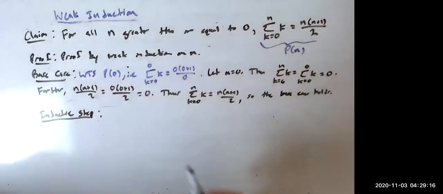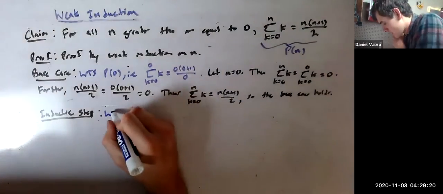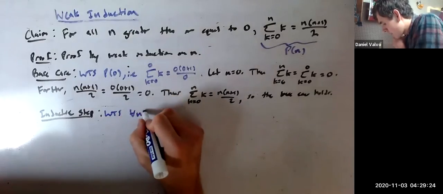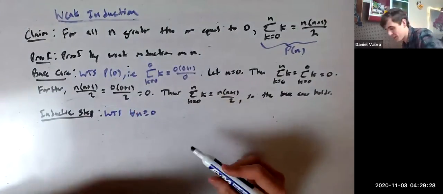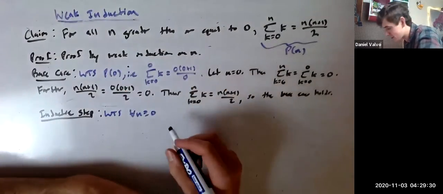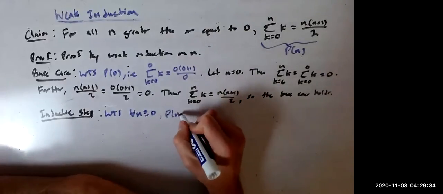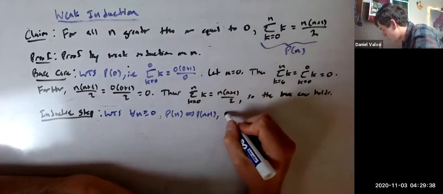Inductive step. Here's the interesting one. Remember, here we want to show that for all n greater than or equal to 0, we want to start at 0, otherwise there's a gap in our chain, it's no good. We want to start at wherever the base case was. For all n greater than or equal to 0, because the base case starts us off, P of n implies P of n plus 1, i.e.